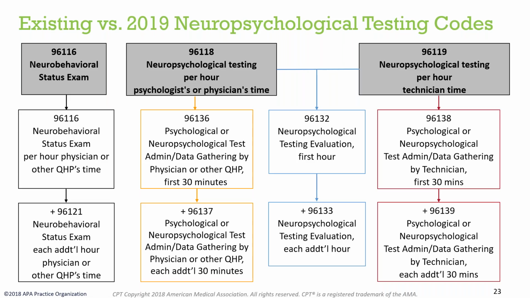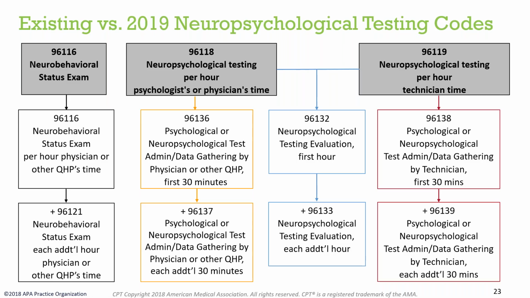Okay, here's the same complicated looking slide, but actually, once you get accustomed to the code structure, it will make sense. So let's look at the left-hand side. 96116 is your current existing code for 2018. 96116 will still be present for your neurobehavioral status exam in 2019, but with extended service provided beyond that additional hour, you won't be billing multiple units of 96116 anymore. You'll be billing 1 unit of 96116 and then the new add-on unit of 96121.